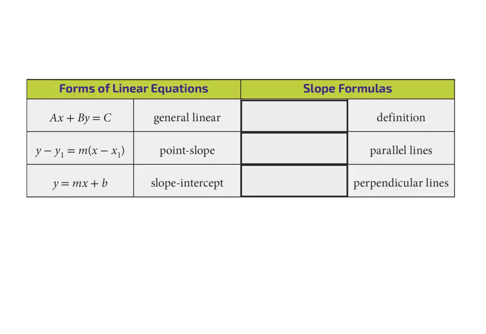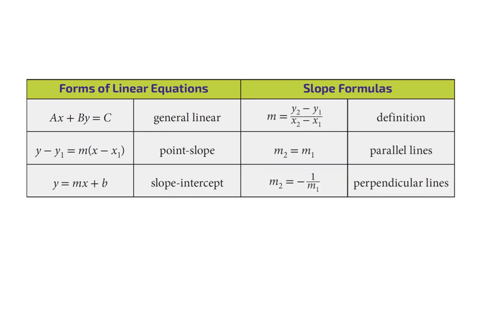For slope formulas, we have the basic definition of slope, which is your y2 minus y1 over x2 minus x1. You have your parallel lines, which means your slopes are equal. And then you have your perpendicular lines, which are negative reciprocals of each other for those slopes.